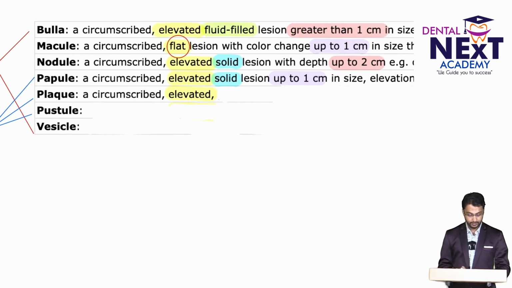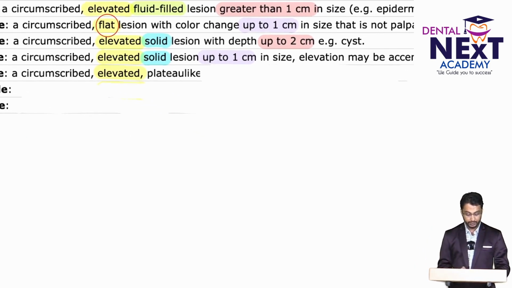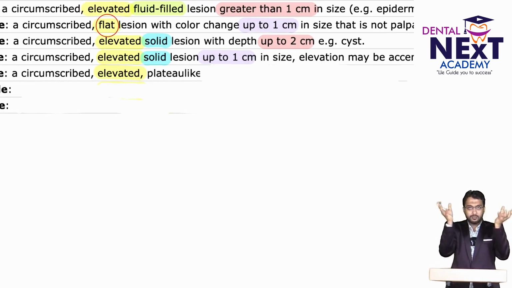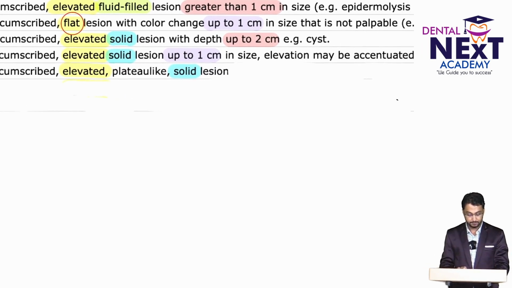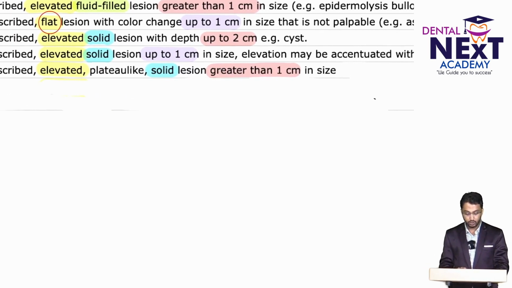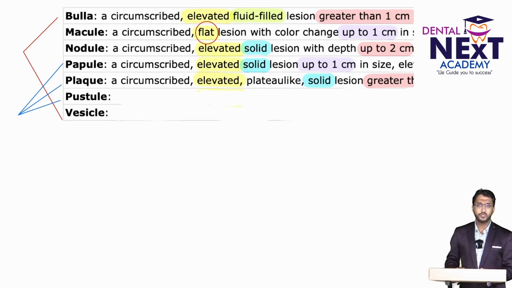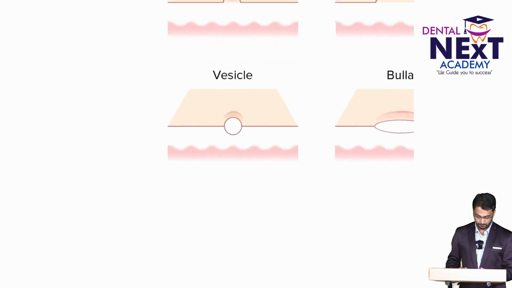A circumscribed, elevated, plateau-like lesion. Kind of a plateau, a slight bulge outside. A plateau-like, solid lesion basically, greater than 1 centimeter. Now, the difference between nodule and plaque. I'll show the image now.